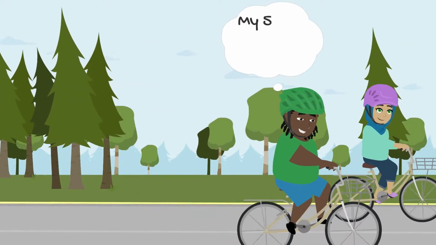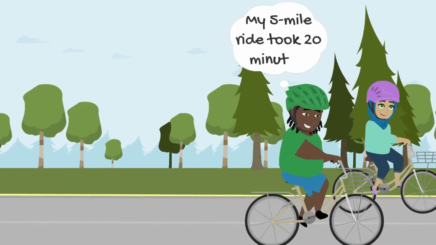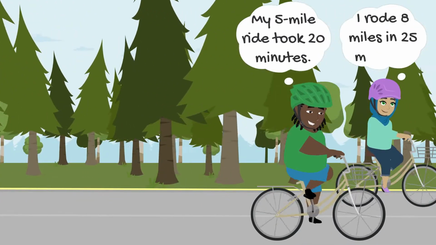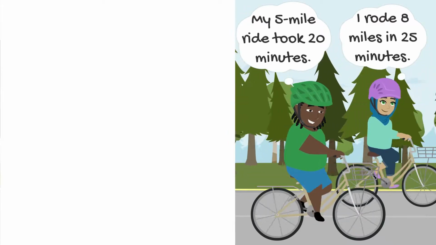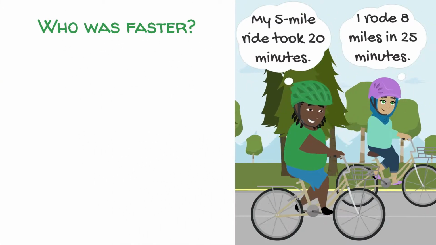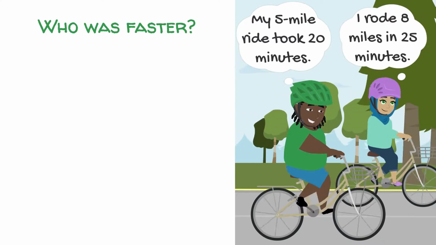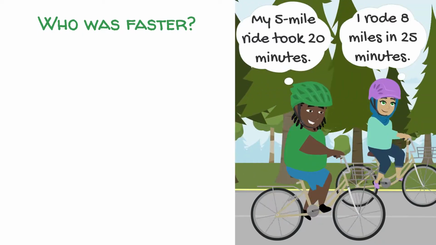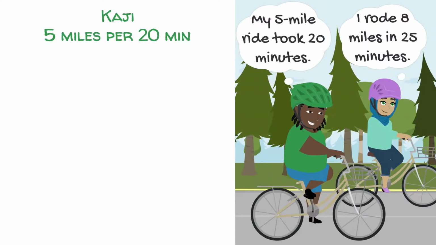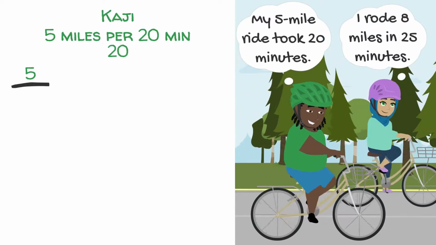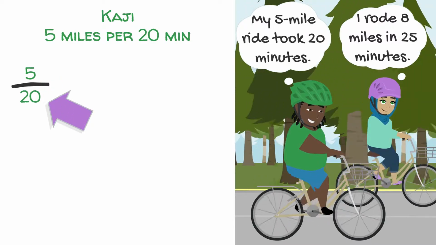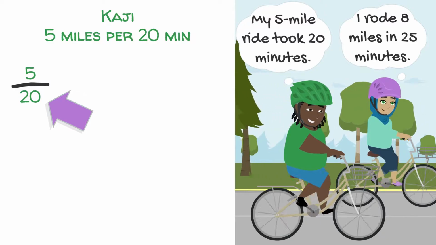Kaji says a 5-mile ride took him 20 minutes. Rania says she rode 8 miles in 25 minutes. Who was faster this time? To compare the two's speeds, I will make unit rates to make this easy. I will start with Kaji. I begin by writing his ratio of miles to minutes as a fraction. Our goal is to make the denominator of this fraction a 1.